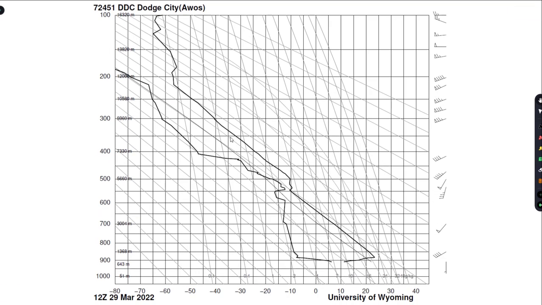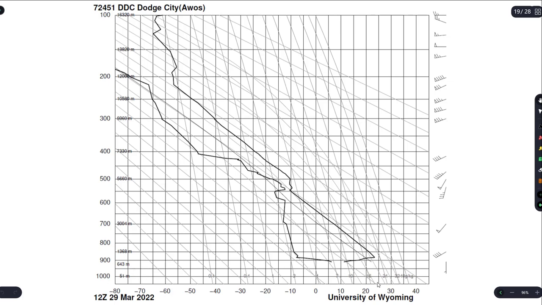So this is an actual weather balloon from Dodge City taken on the morning of the 29th of March of 2022. And this is a 12Z sounding. So this is a sounding taken roughly at 7 o'clock Central Time, 6 o'clock a.m. Mountain Time. And the weather balloon measures, this right line here represents the temperature profile all the way up. The line on the left measures the dew point all the way up. And temperature at the surface is right here.